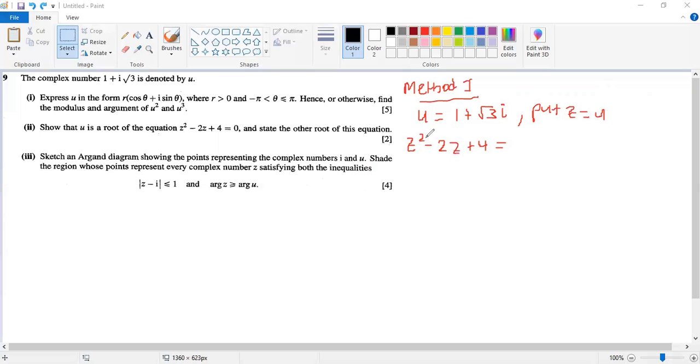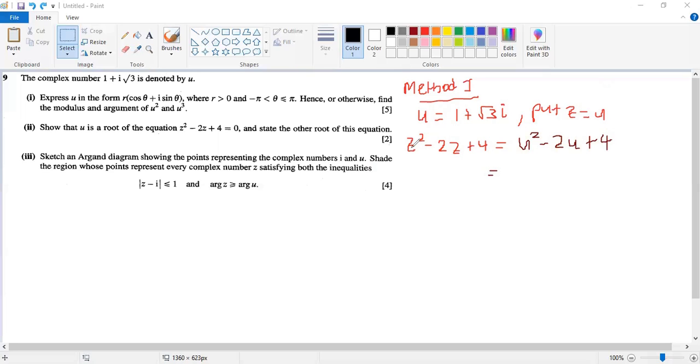Okay, let's think and see. We want to make this 0. One of the shortcuts is... actually, there's no real big shortcut on this. So we just substitute the z. That means it becomes a u, so we have to do that: minus 2u plus 4.